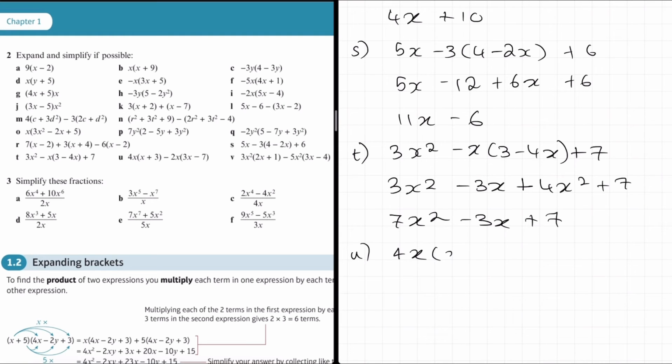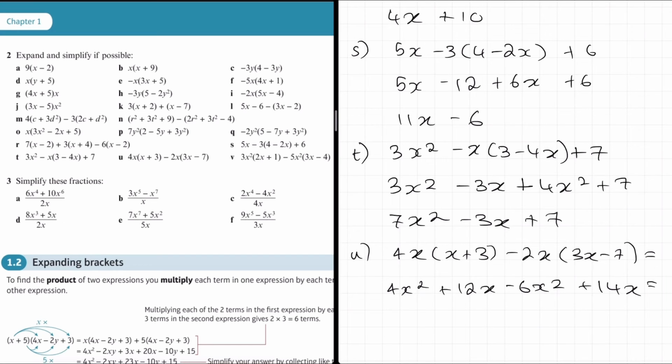4x times x plus 3 minus 2x, 3x minus 7. 4x times x is 4x squared. 4x times 3 is 12x. Minus 2x times 3x is minus 6x squared. And minus 2x times minus 7 is positive 14x. Now, when we're collecting like terms, we've got 4x squared minus 6x squared, which is minus 2x squared. And we've got 12x plus 14x, which is 26x.